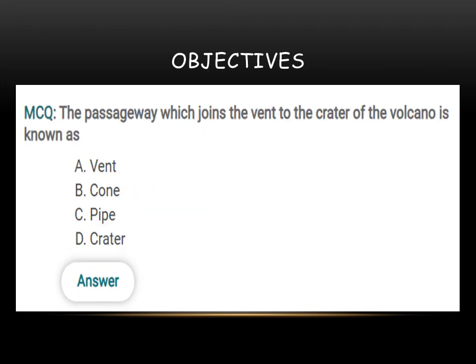This is the last MCQ here, which is about the parts of the volcano. The passageway which joins the vent to the crater of the volcano is known as A, vent, B, cone, C, pipe, or D, crater. Obviously the answer will not be vent or crater, because this is a part which joins the vent with the crater. So that is option C, which is pipe.